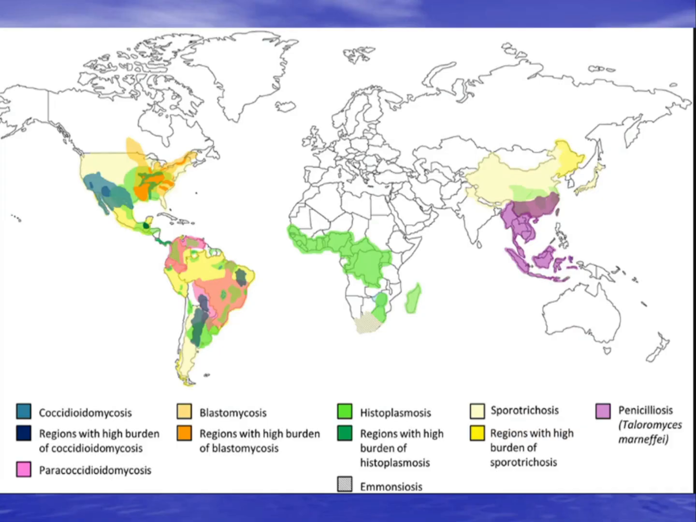And then look at emmonsiosis. That's the old blasto. It's in South Africa. So there's another name of a dimorphic fungus to keep in the back of your mind. Okay, nice, beautiful map of all the dimorphic endemic fungi. Next.